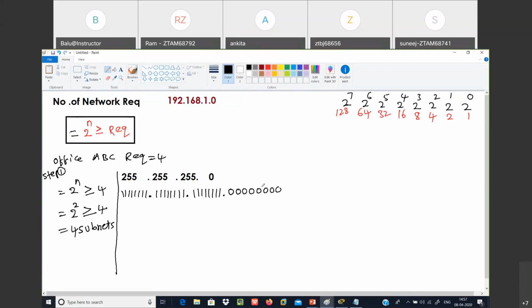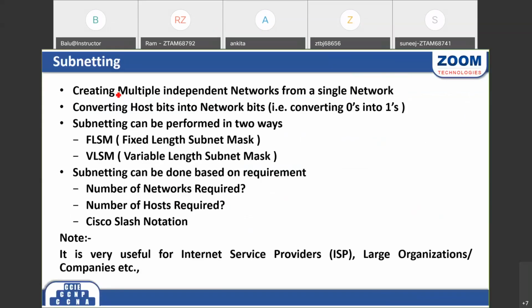Now back to our subject: what is subnetting? Creating multiple independent networks from a single network. The second point: converting host bits into network bits. To divide one network into multiple different networks, what will you do? Convert host bits into network bits, that is, convert zeros into ones.